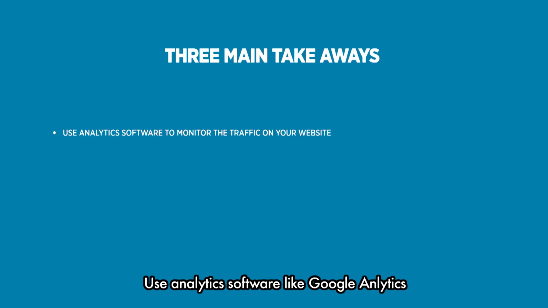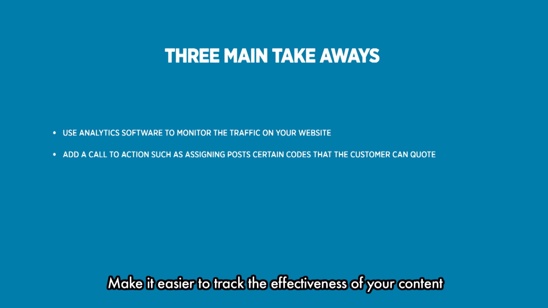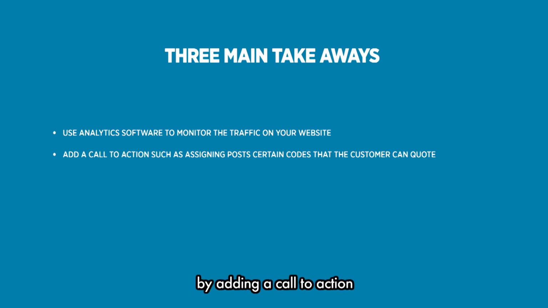Use analytics software like Google Analytics to see how many people have visited your site and how they got there, for example, via search engine, via Facebook, or via typing in the web address. Make it easier to track the effectiveness of your content by adding a call to action, such as assigning to posts a certain code that a customer must quote when contacting you. For example, to benefit from this special offer, please quote Facebook post when you call.